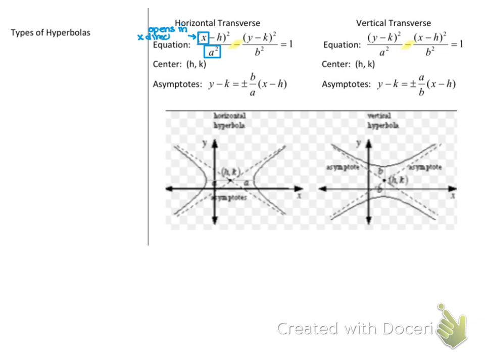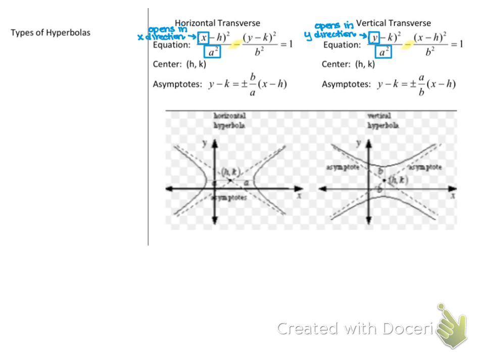And I can see it in the other one as well. So if I take a look at the vertical transverse, I see that a squared is in the bottom of the first fraction. I also see that that first fraction is the positive one. You want the subtraction to happen between them. If this is y, this is telling me it opens in the y direction. So whoever comes first, whoever's positive, that's the direction you're opening in.